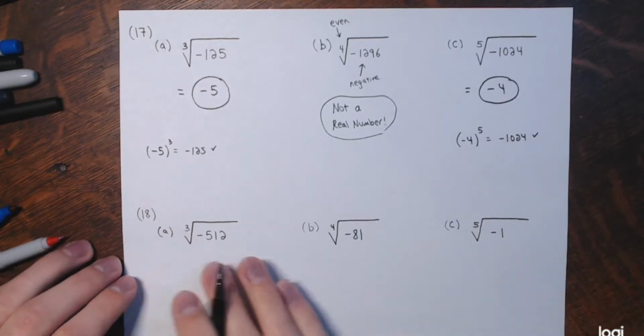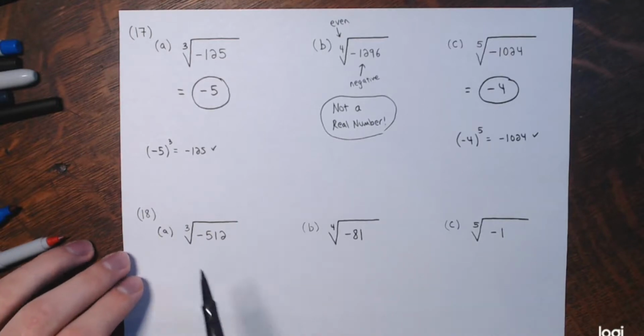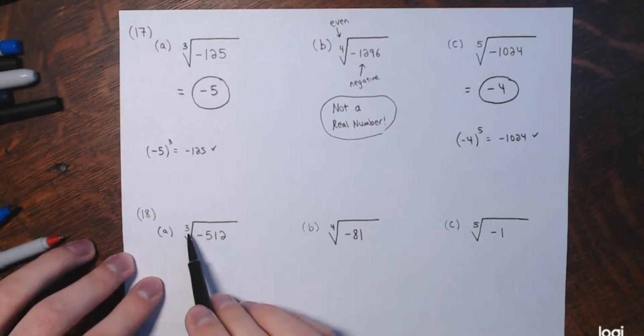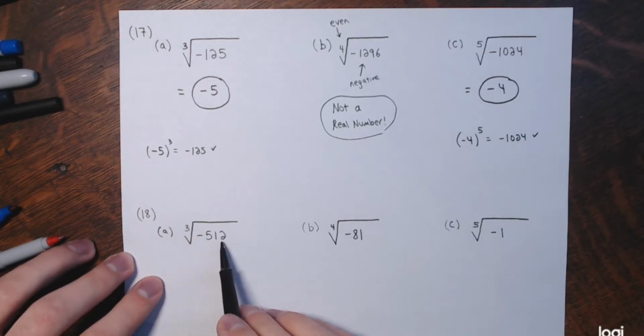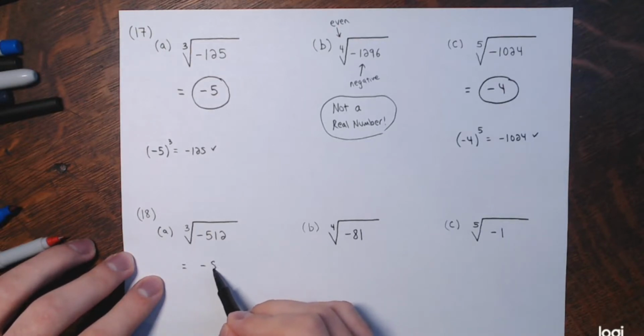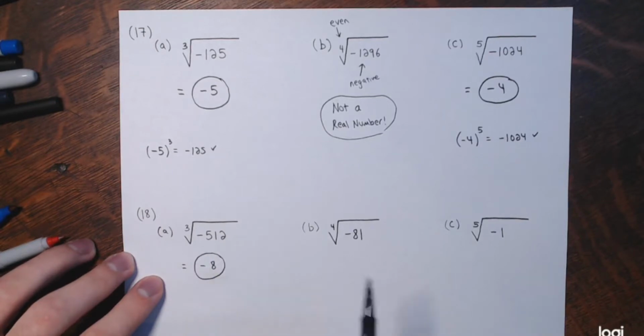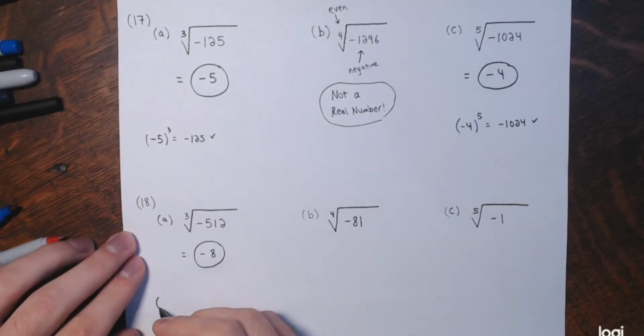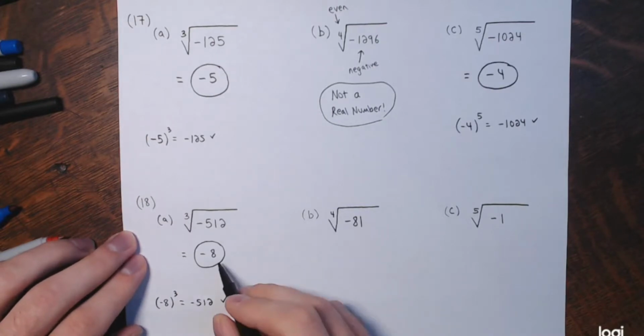All right, then the final example, final 3 parts here. Number 18, part A. Again, your cube root of -512. Well, earlier in the video, right, we saw the cube root of +512 was 8. So the cube root of -512 is -8. And check that, right? Take -8. If you raise it to the 3rd power, would you get the radicand? Would you get -512? And yes, absolutely you would. So -8 works.